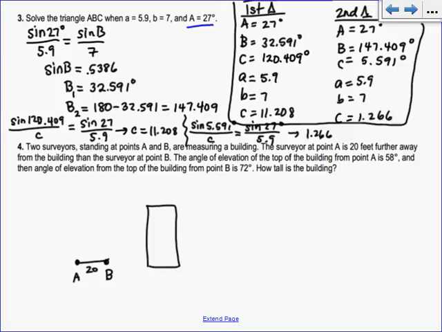The angle of elevation to the top of the building from point A is 58, and the angle of elevation from point B to the top of the building, that's not very straight, is 72. How tall is the building? Okay, and we've had this before. We've done problems like this before, right? But when we did them, we didn't use law of sines.